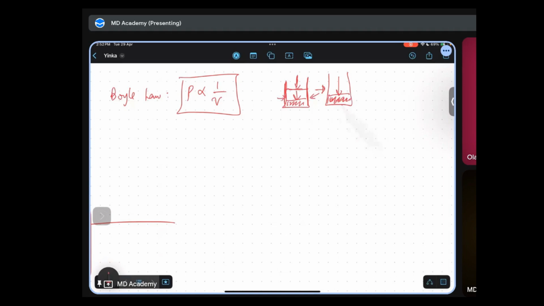But if you pull it up somewhere here, to expand, it will be compensated by a corresponding reduction in pressure. At some point, the pressure might become negative and begin to pull. So let's go back to this.